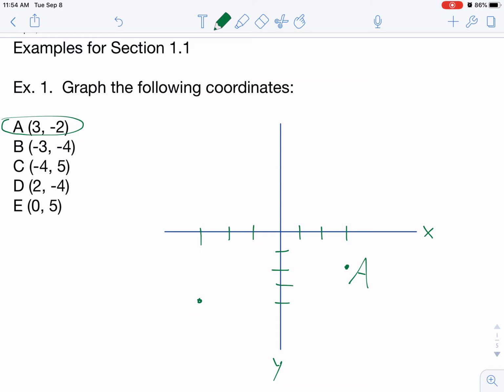So that's going to be in the third quadrant. Okay, third quadrant is down here. This is the second quadrant. This is the first quadrant. This is the fourth quadrant. They use Roman numerals. They go counterclockwise.